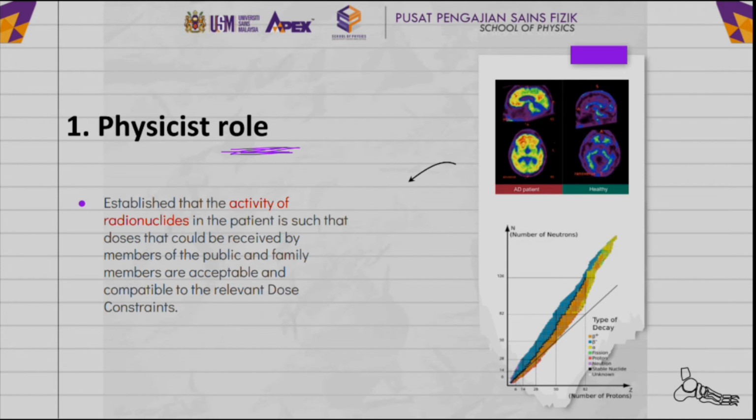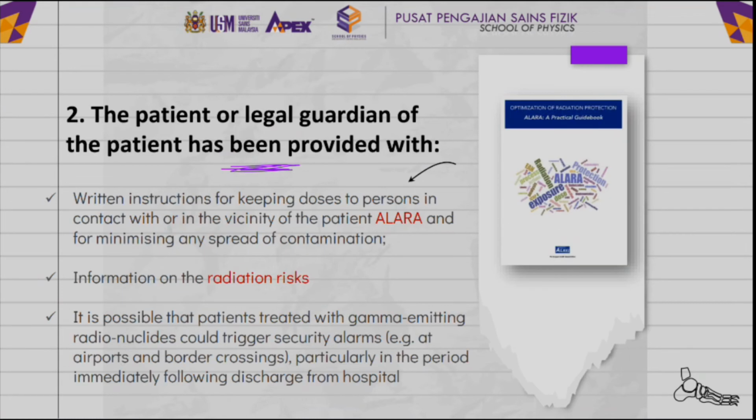And now we talk about the physicist's role. Physicists must know the activity of radionuclides in the patient is such that doses that could be received by members of the public and family members are acceptable and compatible with the relevant dose constraints. Second, the patient or legal guardian of the patient must be provided with written instruction for keeping doses to persons in contact with or in the vicinity of the patient ALARA and for minimizing any spread of contamination. Second, the information on the radiation risk.